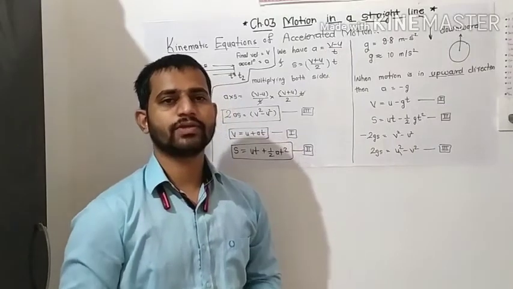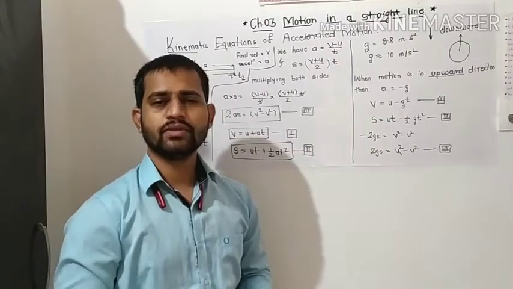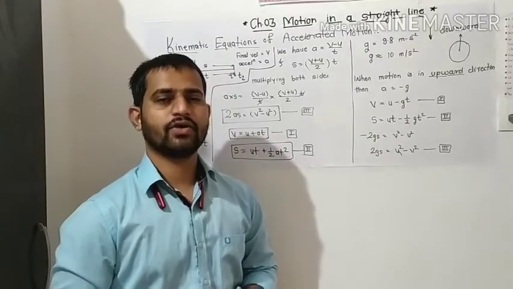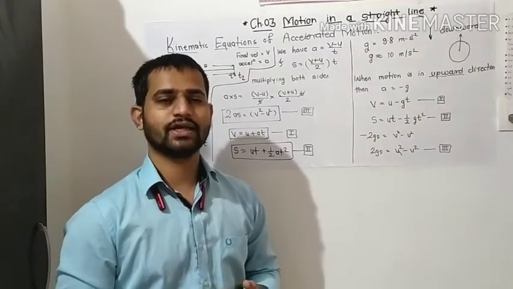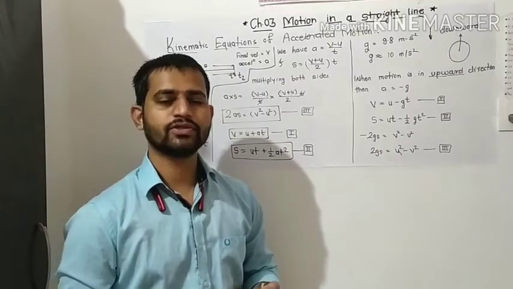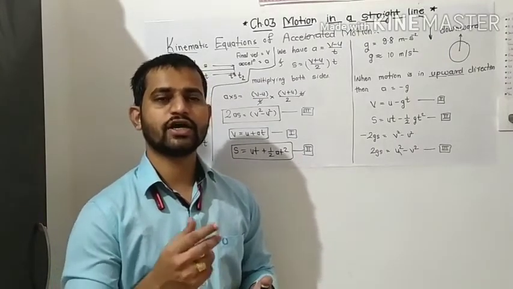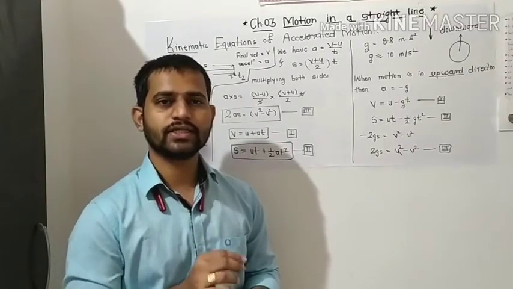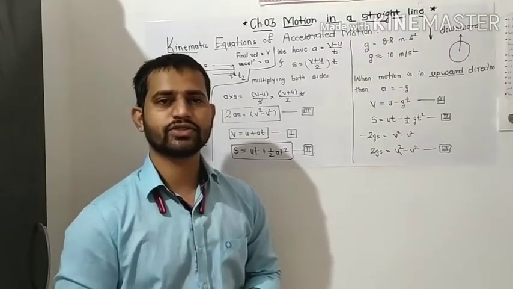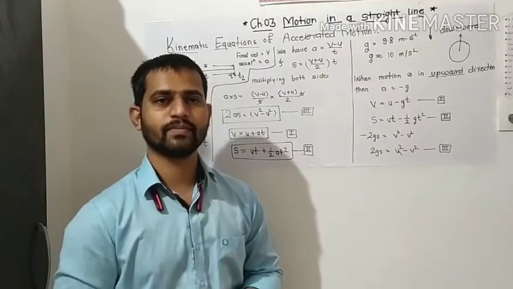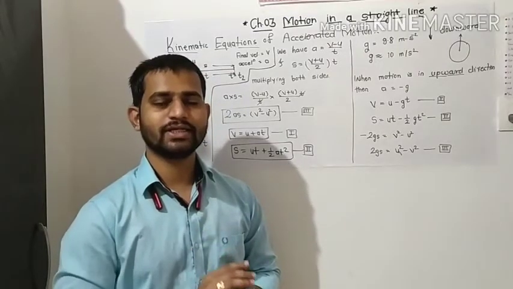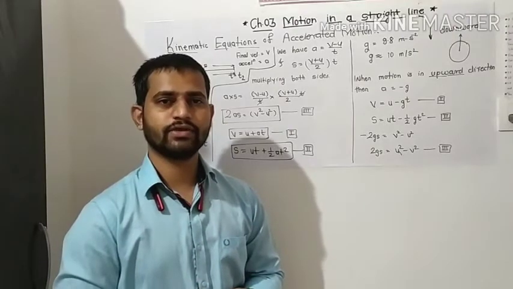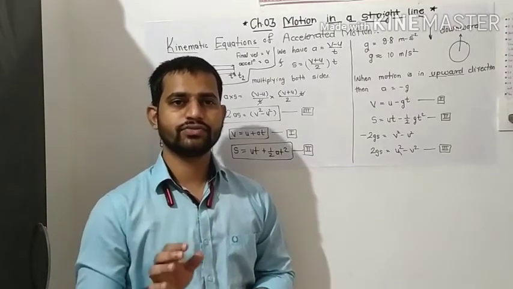Then in some problems it may be that some quantities are not given directly, but some sentences are given in that. Suppose some sentence is like the body starts the motion. The body starts the motion means what? It is initially at rest and it is starting the motion. So what will be its initial velocity? It will be u is equal to 0.